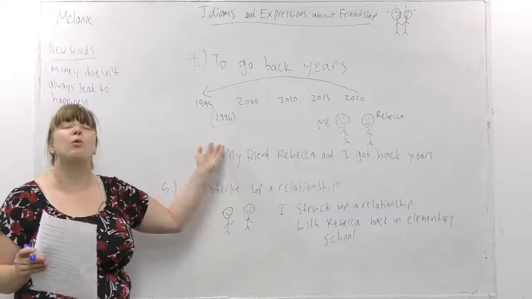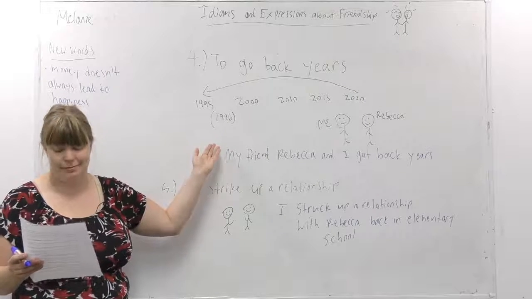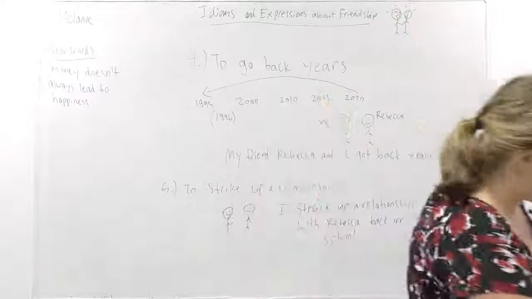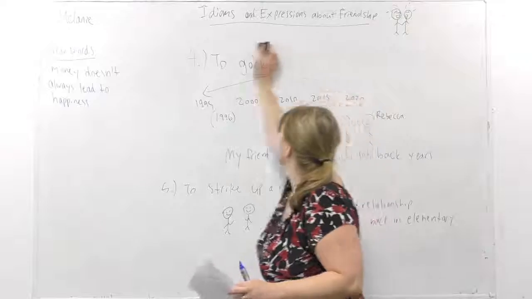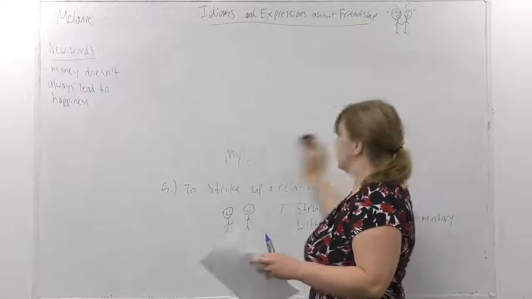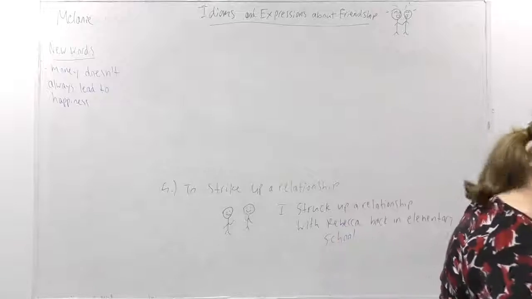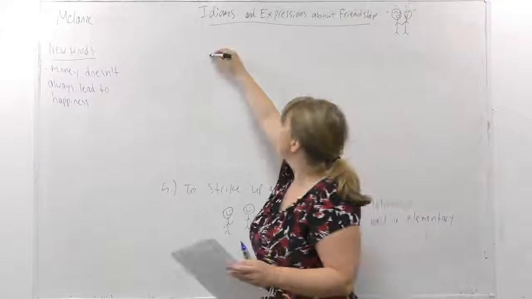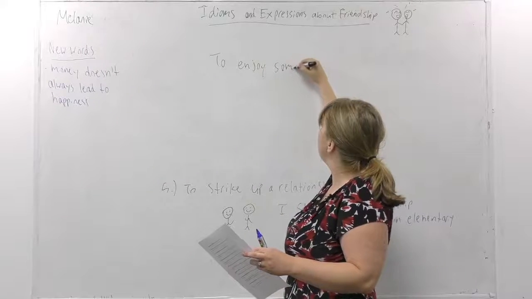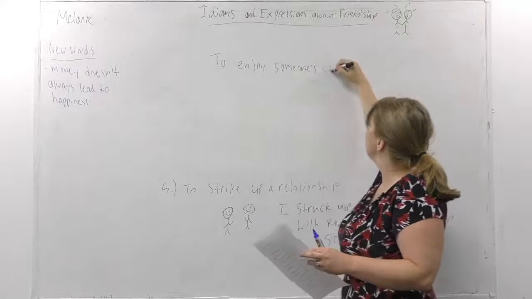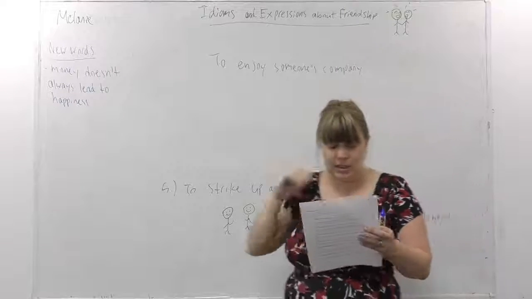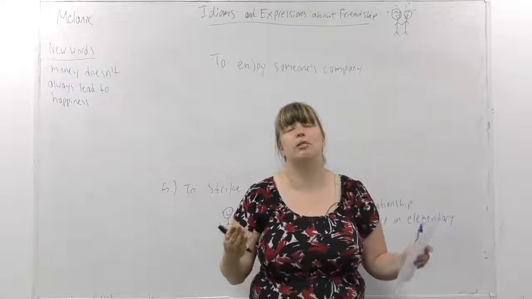Oh, she is the oldest friend I have. Okay, and we'll go on to number 6. So I'm going to get rid of number 4. All right, so number 6, to enjoy someone's company. That means to like spending time with someone.